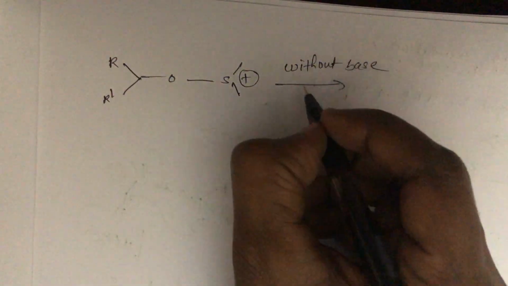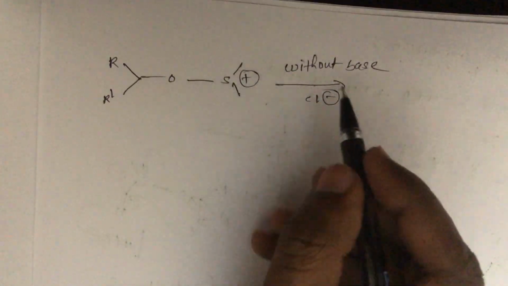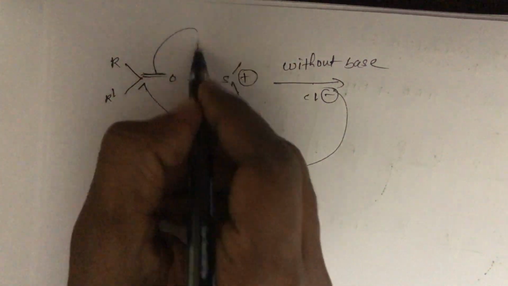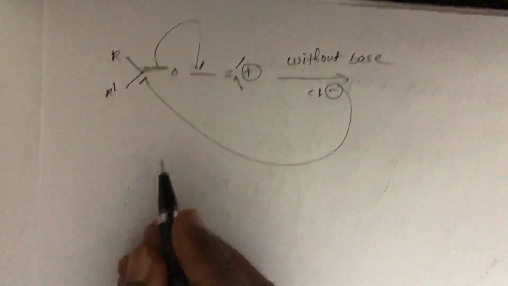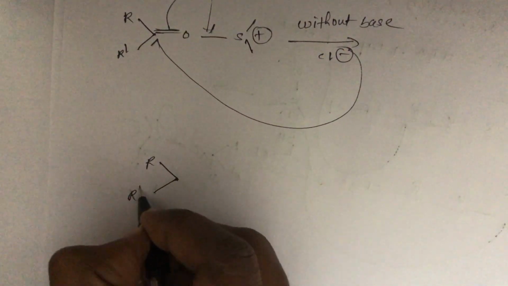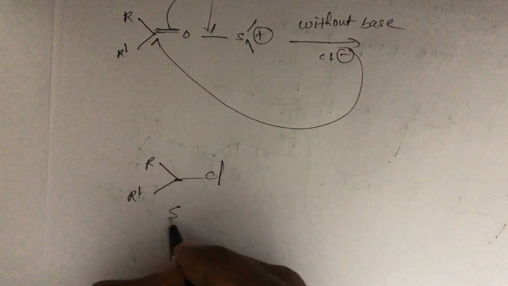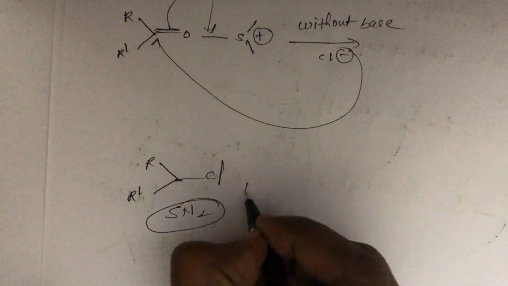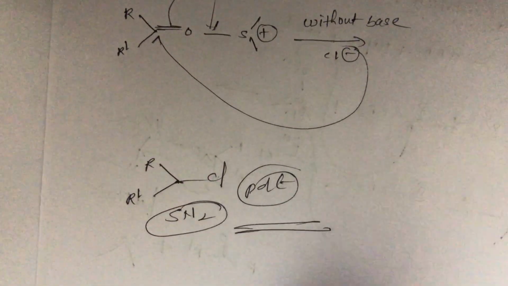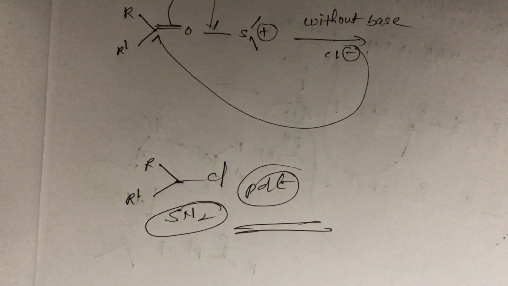Which product will we get here? We have a chlorine negative, right? So this chlorine negative will attack on this carbon center. This bond is moved here. Then we can get this, and this is the SN2 pathway reaction. This is for what? Our product. So this is the one without base. Without base, this product will be obtained.